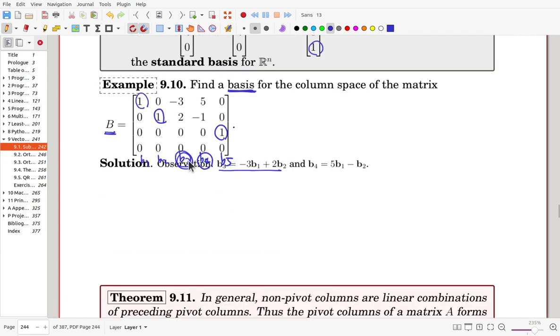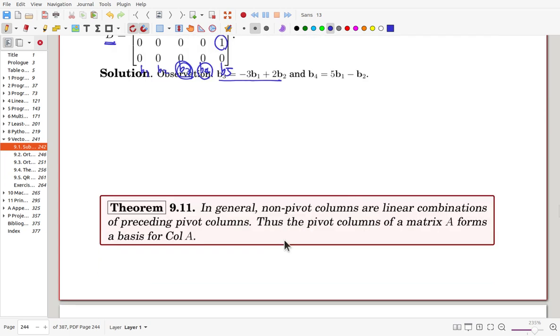As in this matrix, here this one is a non-pivot column. This is a linear combination of the preceding pivot columns, B1 and B2. And this one is also a linear combination of the preceding pivot columns, B1 and B2. We can see quite easily. Thus, the pivot columns of a matrix A form a basis for the column space of A.